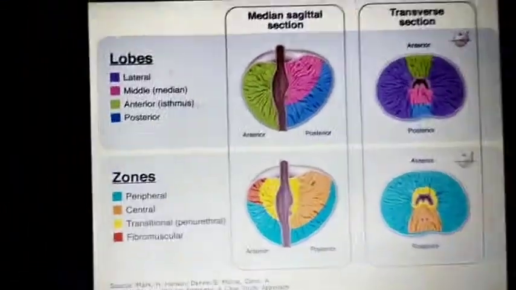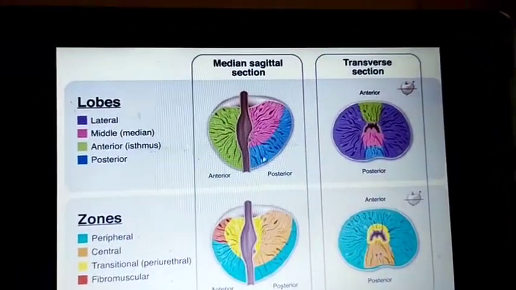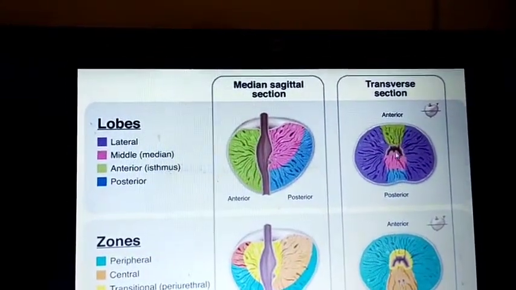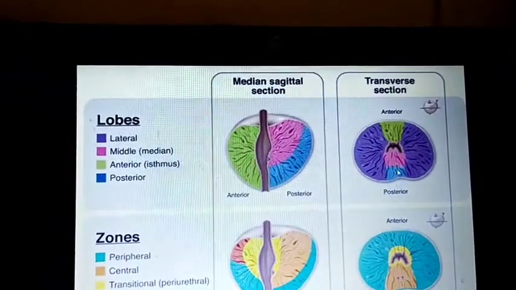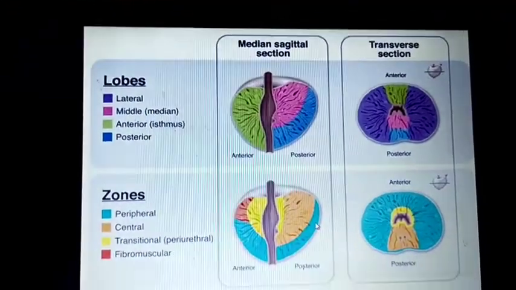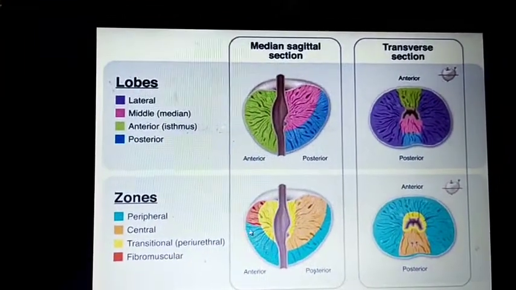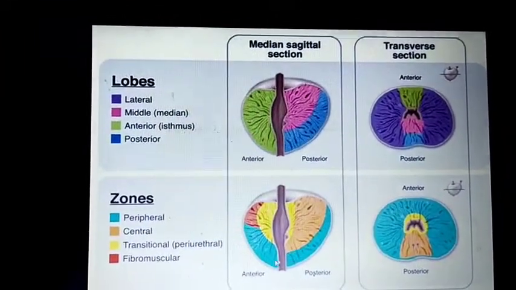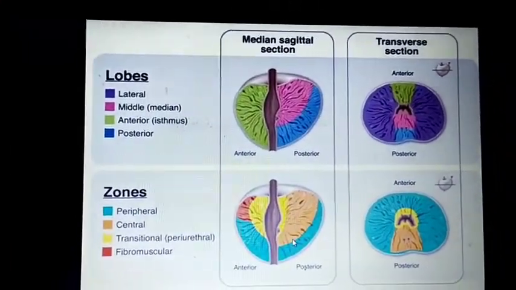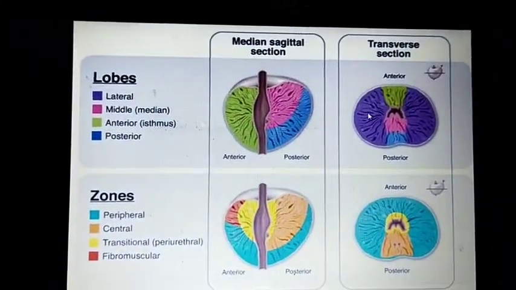First, let's go for the lobal anatomy. In the sagittal section, this is the anterior lobe, this is the posterior lobe, and this is the median lobe. This is the anterior lobe, medial lobe, posterior lobe, and this is the lateral lobe. And you go for the zonal anatomy. This is the peripheral zone. Why is it called peripheral? It comes outside, surrounding. This peripheral zone we can compare with the lateral lobe.